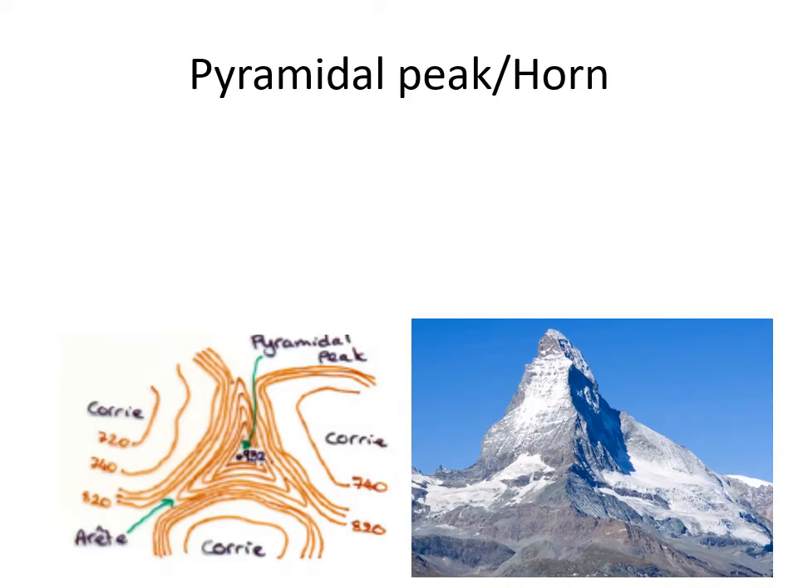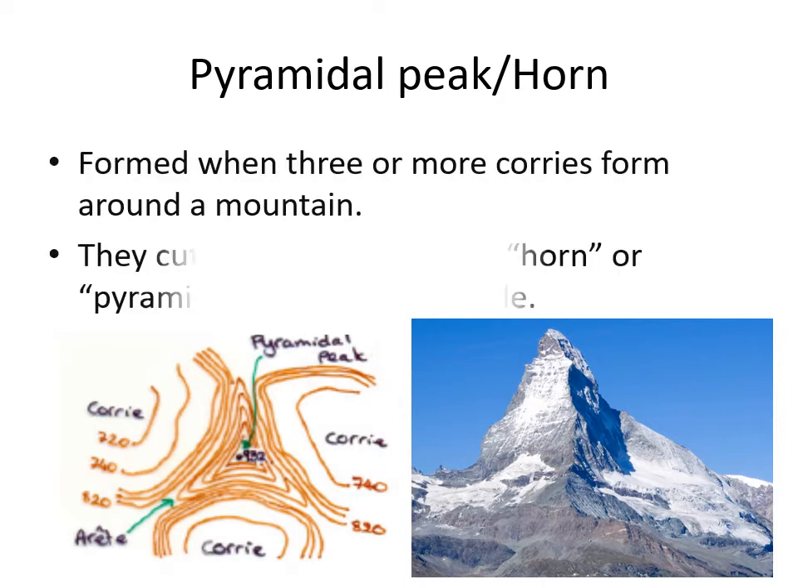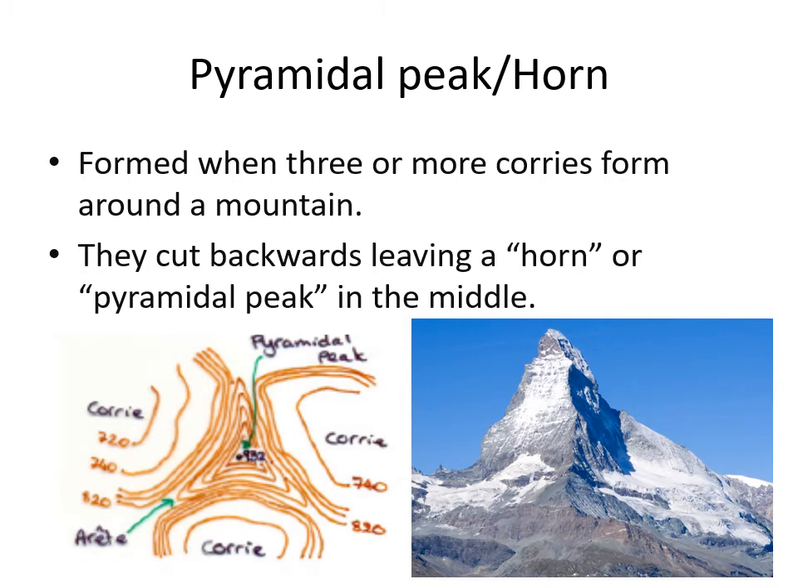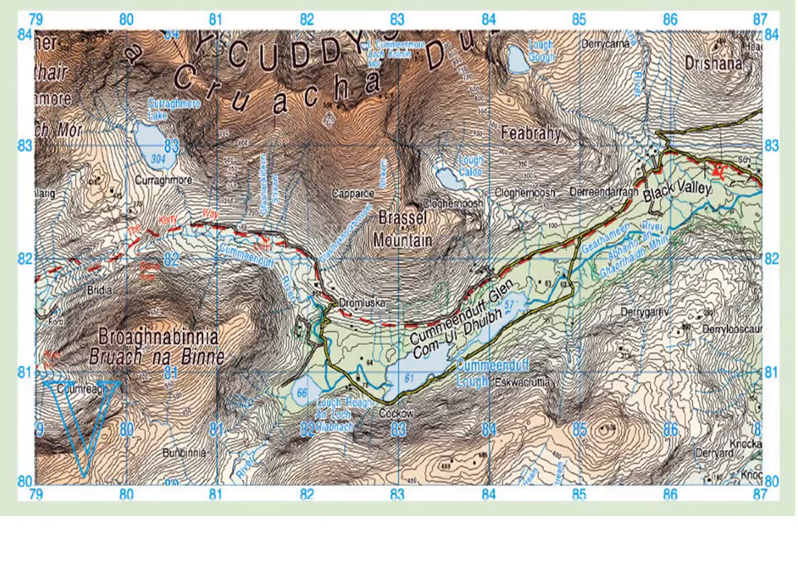Pyramidal peak or horn: three U-shaped valleys or cirques or combes form back to back. You're left with this peak. That's all you have to basically be able to recognize on your short questions. So again, this would be typical: pick out the different features.